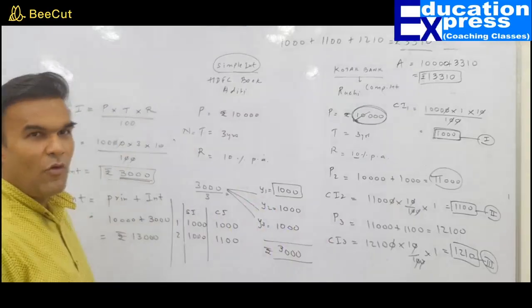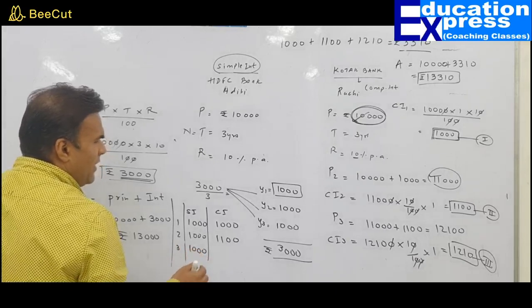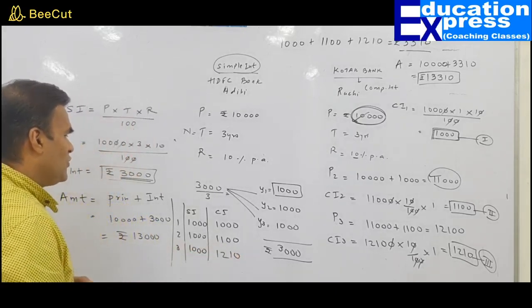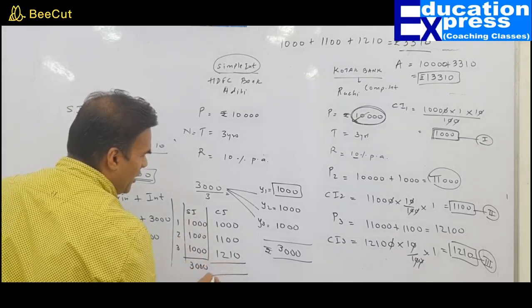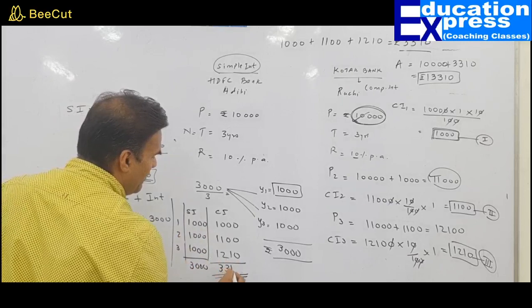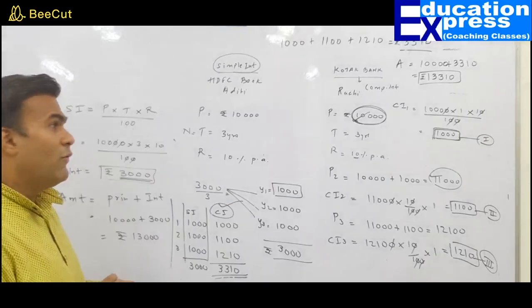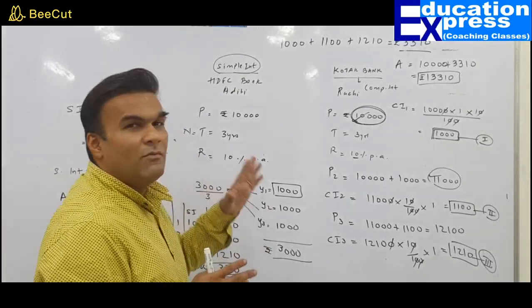So I'm getting more amount. What about the third year? So this will remain 1000, whereas here I'm going to get 1210. So basically the total amount of interest over here is 3000 and the total amount of interest over here is 3310. So my compound interest will always be higher provided they are kept for the same period and they are kept at the same rate.